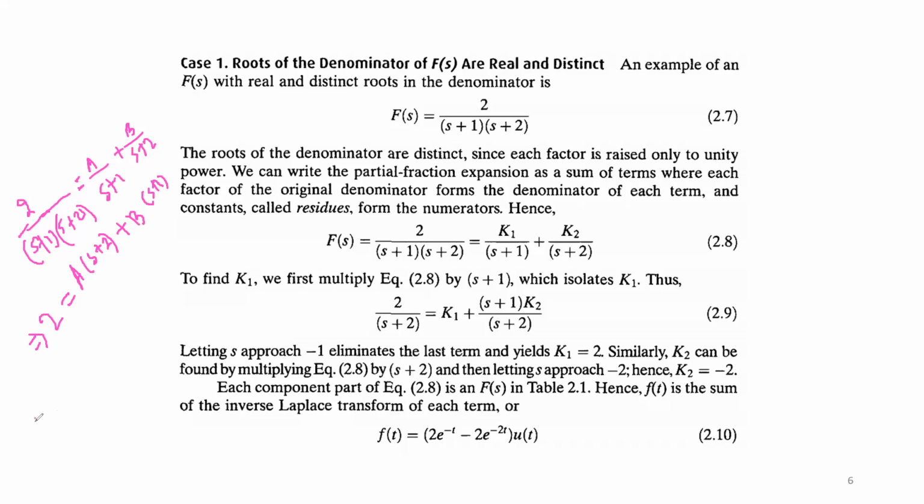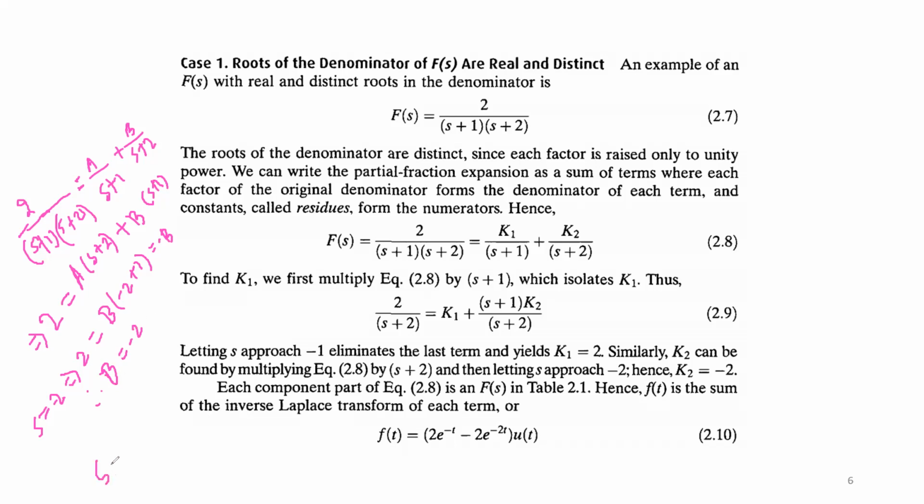Now put some values. If you put s equal to minus 2, then what would happen? The A term would be gone. So here, 2 is equal to B times (minus 2 plus 1), that is minus B. So B would be minus 2.